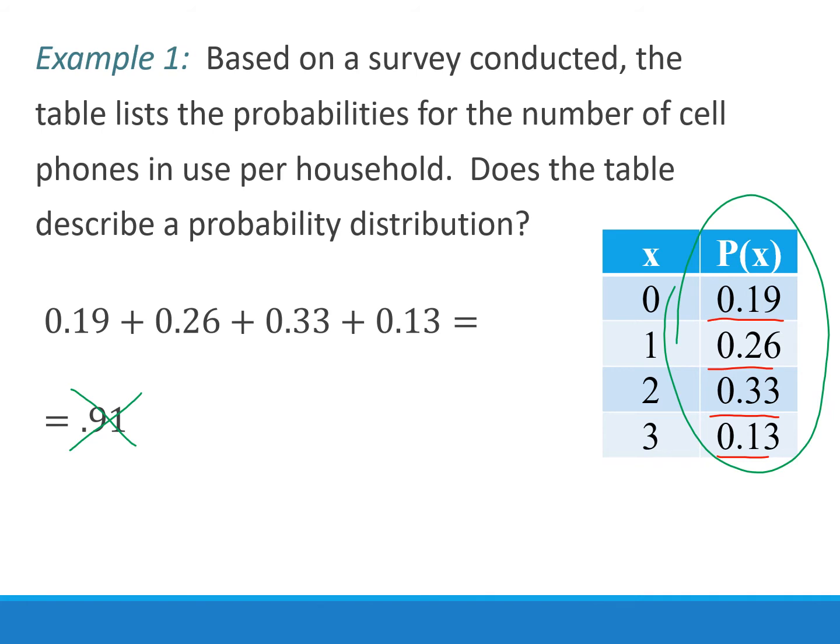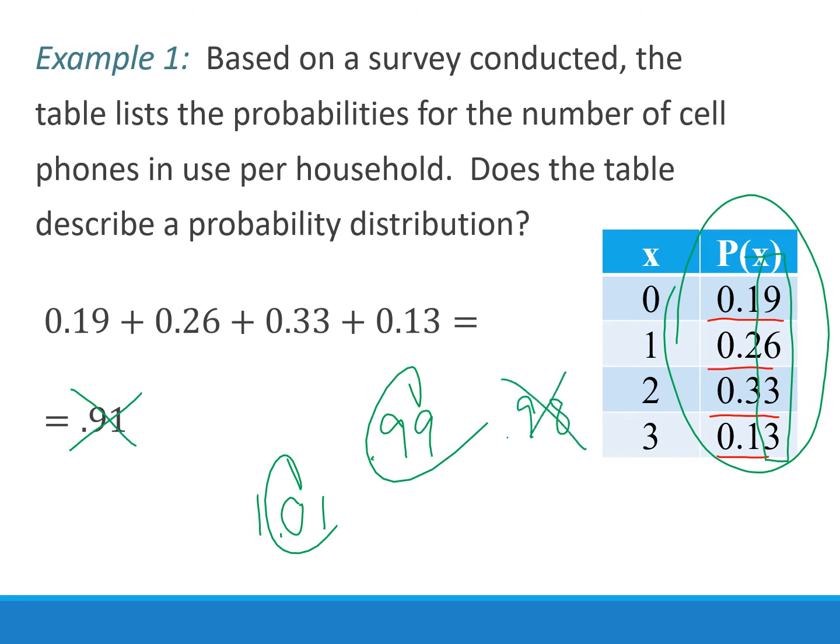There are 2 exceptions. If we added these up and they totaled 0.99, that's okay. If they totaled 1.01, that's okay because of rounding issues. So if we're rounding our data, it's okay to be off by whatever decimal place our data is in. If we're 2 decimal places off, 0.98, no good.